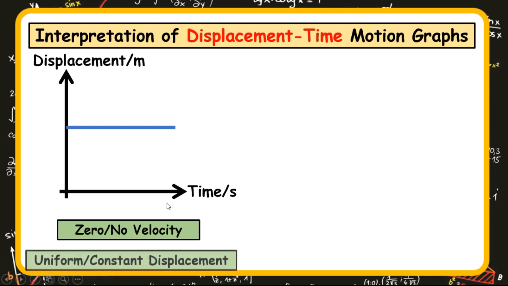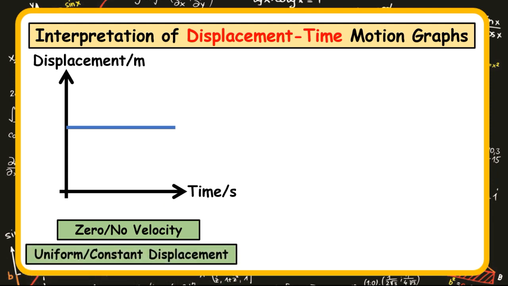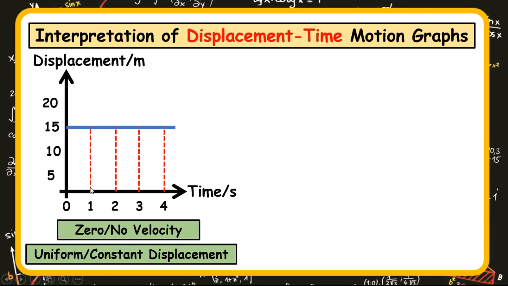You can say it is no velocity, or rather constant or uniform displacement. That is, the displacement does not change while the time is changing and increasing. If you give it values as we did for the first, at 1 second it has 15 meters displacement, 2 seconds 15, 3 and 4 seconds still 15.